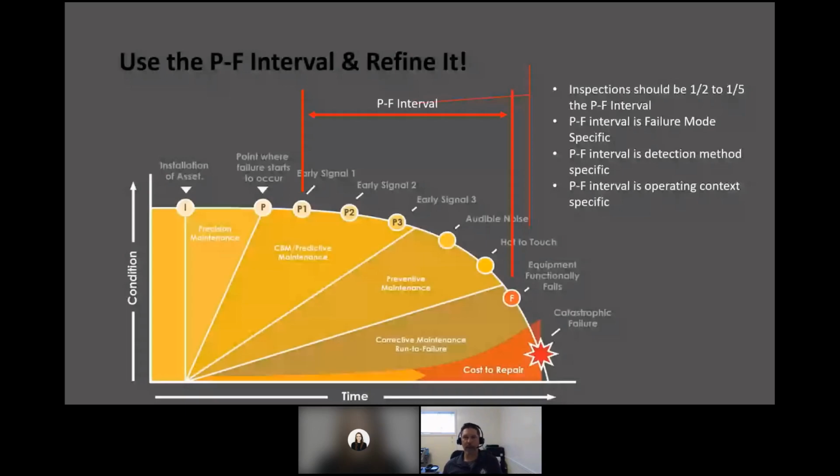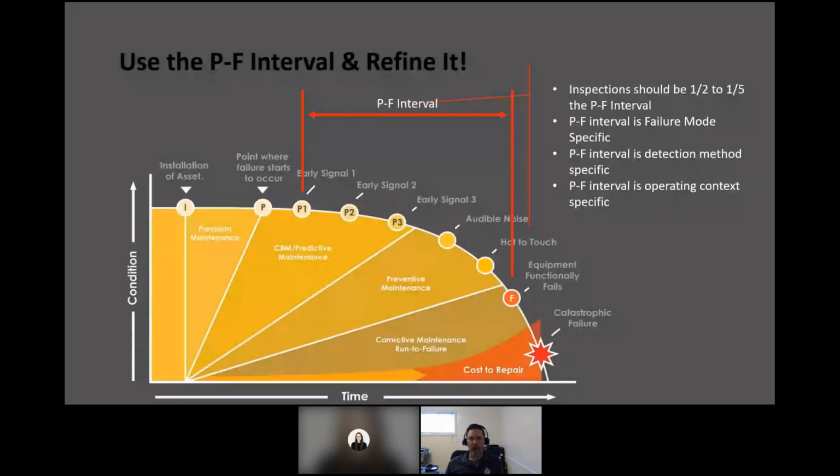If we have a pump that runs 24/7, 365 days a year, we can't directly take that data and drop it into one that runs 24/5. We're going to have to do some work there and revalidate all that data because it's operating context specific. Same thing with the type of liquid we're pumping in that pump. That's going to change these intervals potentially. So you've got to keep all that in mind. If we do all of this well, we can optimize our P to F interval over time and optimize our maintenance strategy.